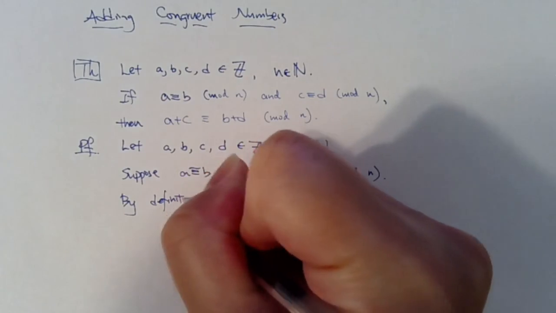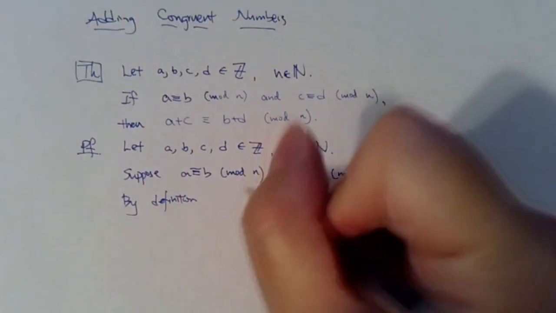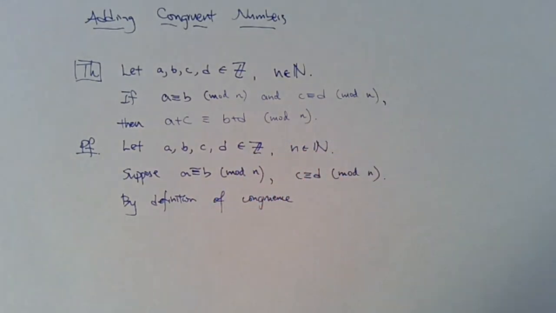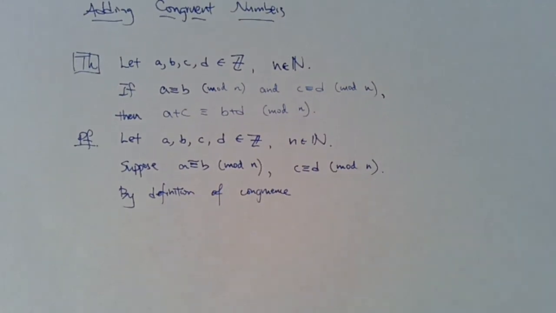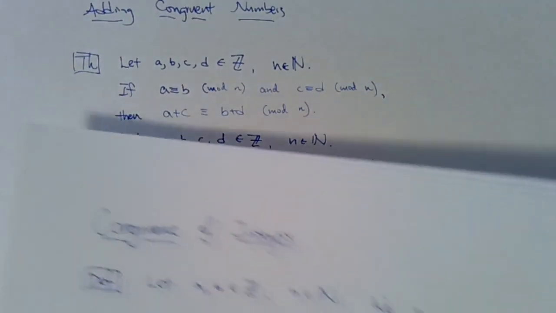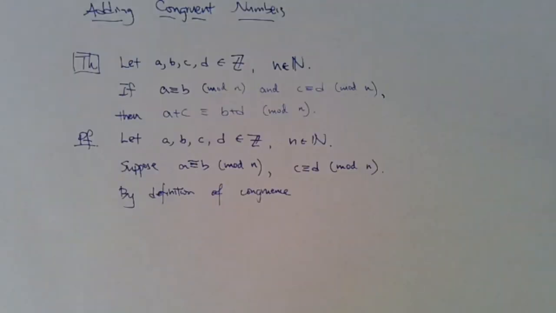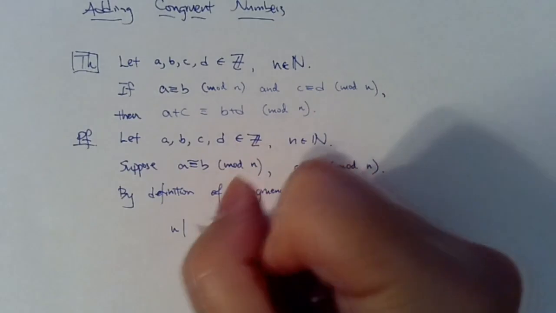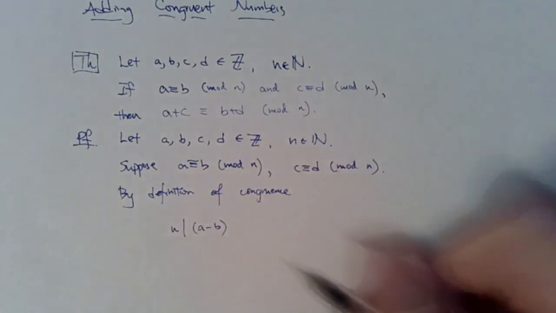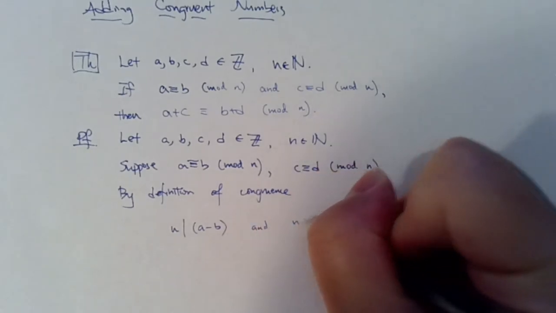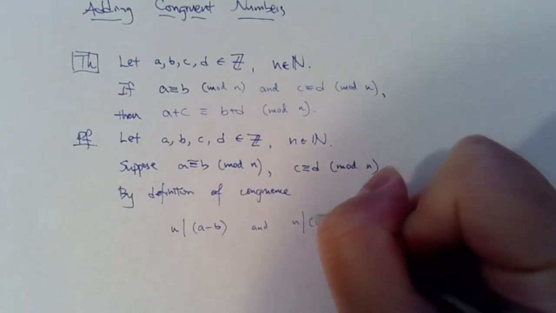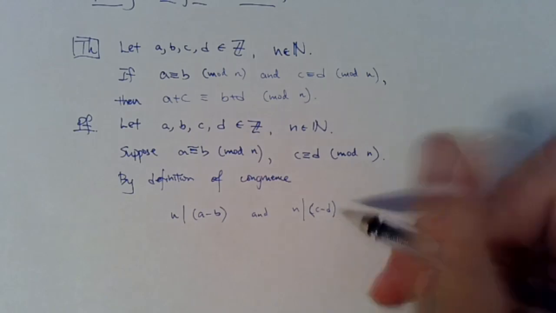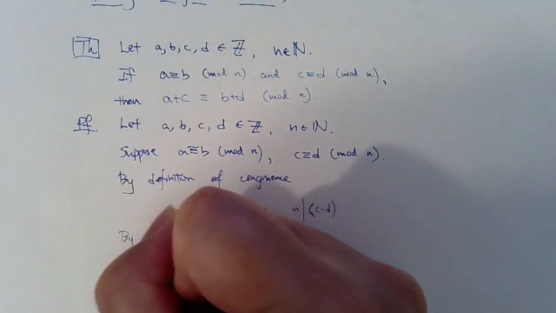Essentially, we'll want to use the one definition we have. By definition of congruence, we have, let's bring back the definition. The definition says that n divides the difference. So n divides a minus b, and n divides c minus d. And we just keep pushing it through.